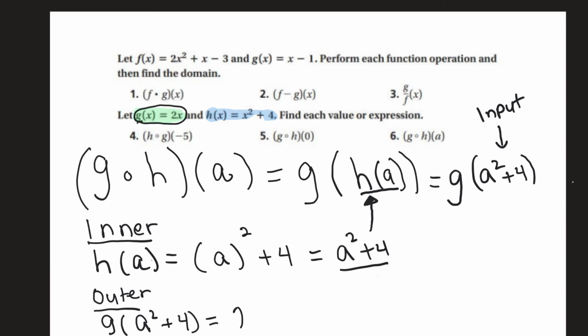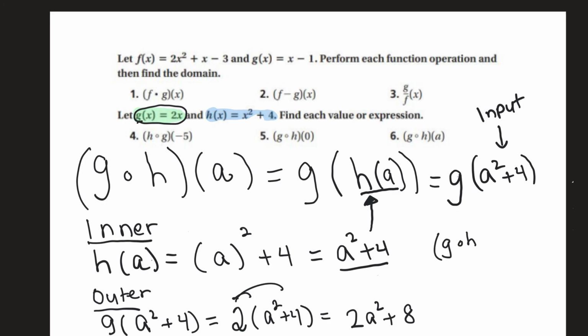Well, guess what? You're going to write 2 parentheses. You're waiting for that input. What is the input? A squared plus 4. So when you do the distributive property, you have 2 times a squared plus 8. And that is the composition answer. In other words, G circle H, that means G composition of H with an input of A, is going to be equal to 2a squared plus 8, because that was the final output.